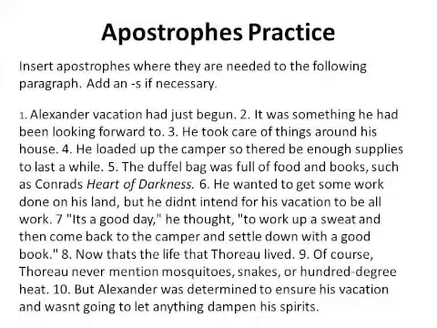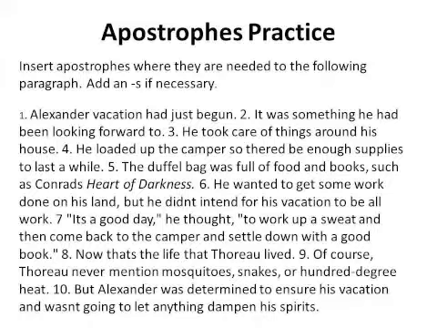Sentence 4. He loaded up the camper so there'd be enough supplies to last a while. We have a contraction in there, so we have to put an apostrophe in before the D in there'd, meaning there would be. The duffel bag was full of food and books, simple plural, such as Conrad's Heart of Darkness. Heart of Darkness belongs to Conrad. He was the author. Apostrophe S in Conrad's.